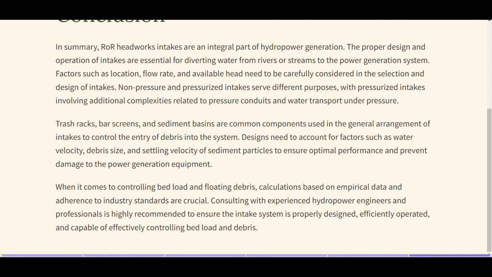When it comes to controlling bed load and floating debris, calculations based on empirical data and adherence to industry standards are crucial. Consulting with experienced hydropower engineers and professionals is highly recommended to ensure the intake system is properly designed, efficiently operated, and capable of effectively controlling bed load and debris.